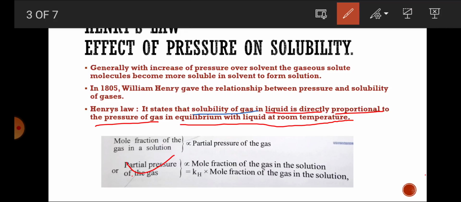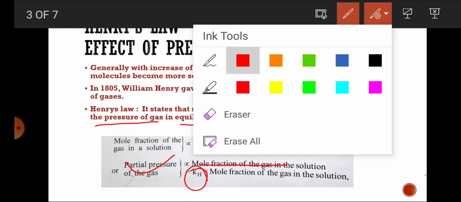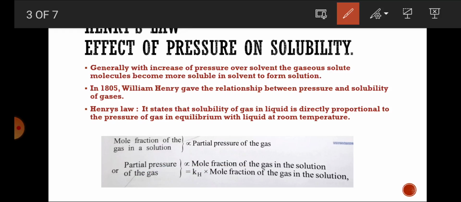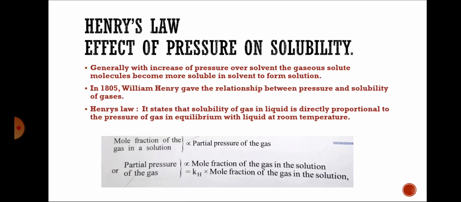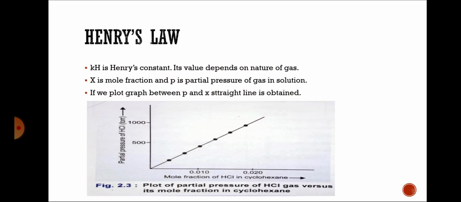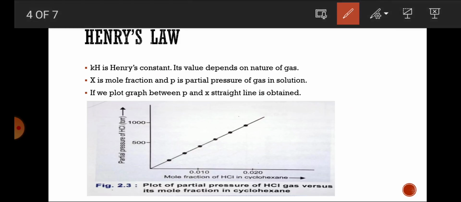So the factors are the mole fraction of gas in the solution and kh, the Henry's constant. These are the factors which are responsible at some pressure. I told you already that kh is the Henry constant, which depends upon the nature of the gas. So different gases behave differently at the same temperature. So x, I told you, is the mole fraction, and P is the partial pressure of gas.